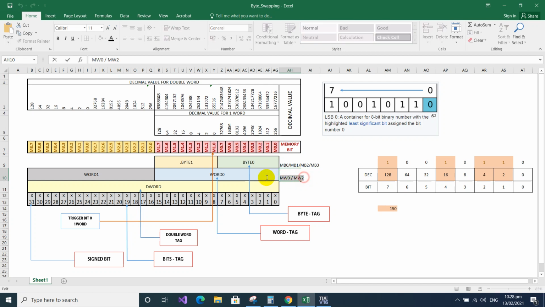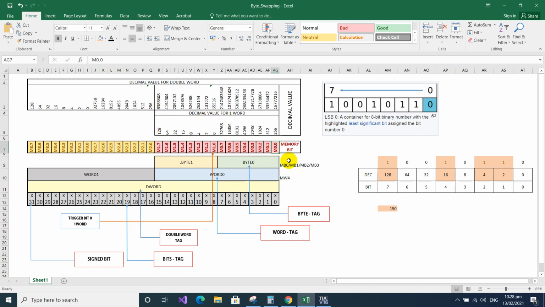What if I'm using here MW4? So what are the bits that compose MW4? MW4 will be composed of M4.0 until M5.7.